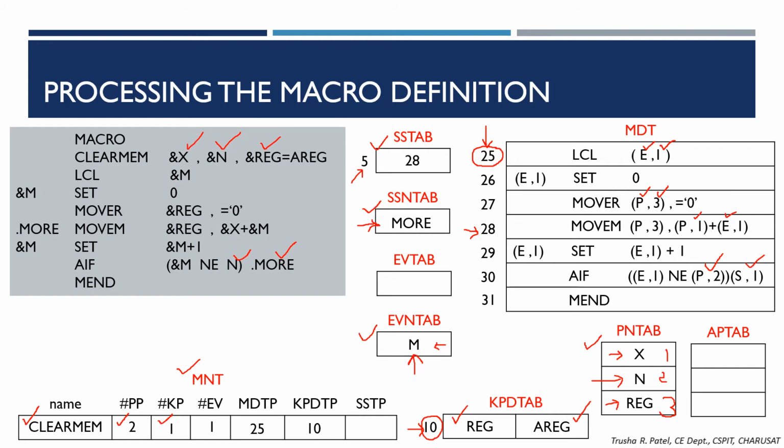And the third is the SSTP, that is the pointer to the SS tab. So the SS tab is available at memory location 5, that will be entered over here. So this is how the macro definition is processed by the macro preprocessor.